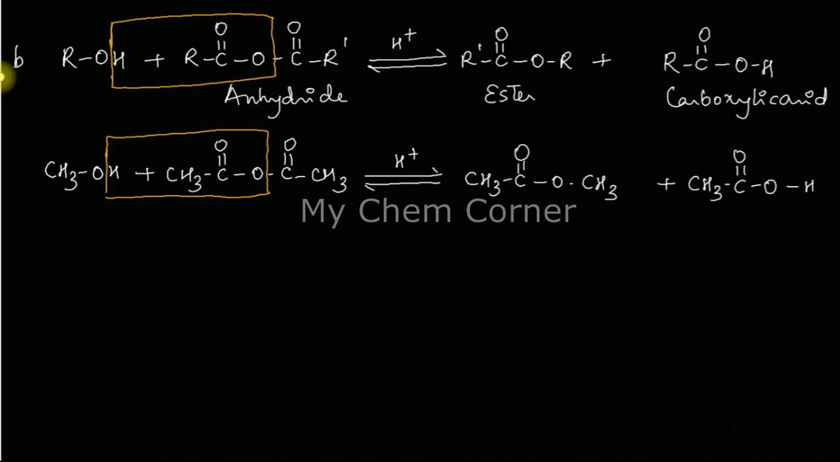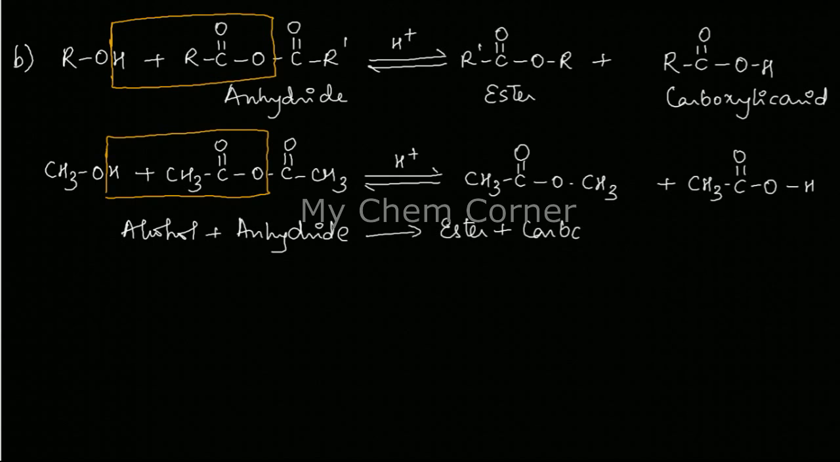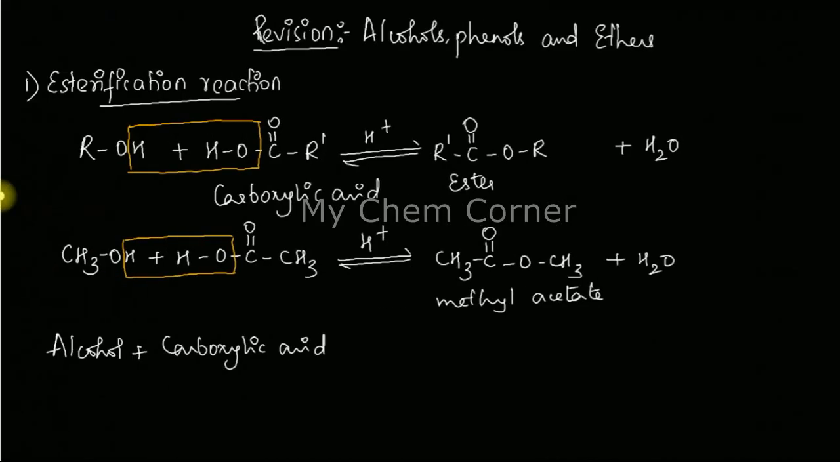So this is the second type of reaction where I have alcohol plus anhydride, which will give ester plus carboxylic acid. Alright, the previous one, if you see, is alcohol plus carboxylic acid giving ester plus water. The difference is in the byproduct.